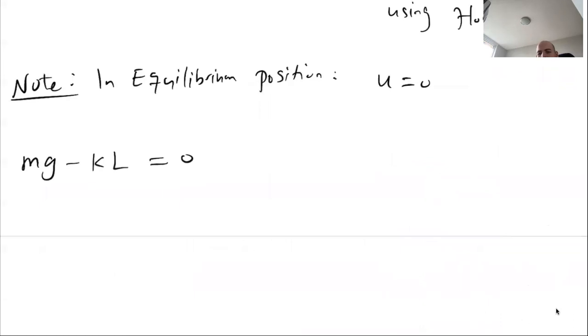This 0 here is because by Newton's law, this is supposed to be ma. But if the object is stationary, it doesn't have acceleration, so ma becomes 0, and this is the total force which must be 0 as well. So then that gives me mg equals kL.